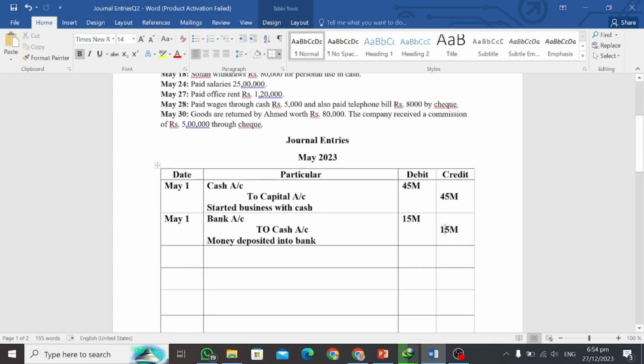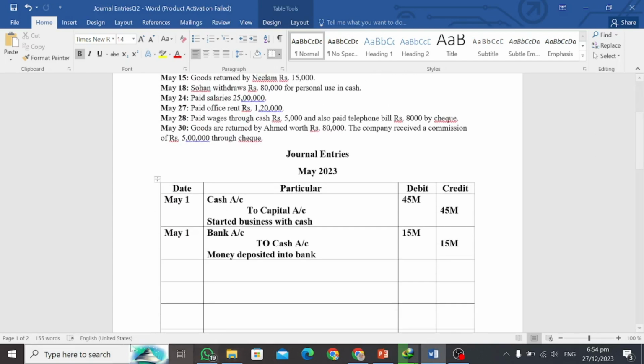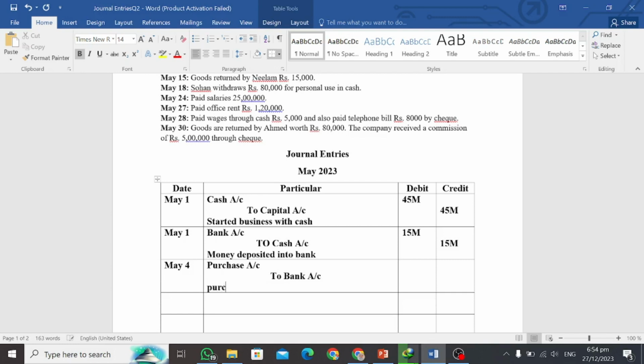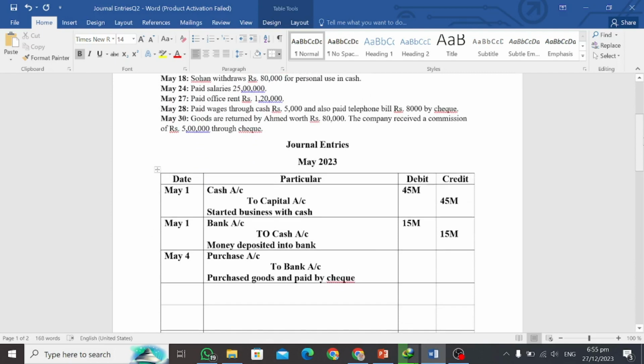So we can write as on May 4, purchase account to bank account. Let's write the narration. Purchased goods and paid by check. The amount was 40,000. So we will write 40,000 as the amount to be debited, and 40,000 as the amount to be credited.